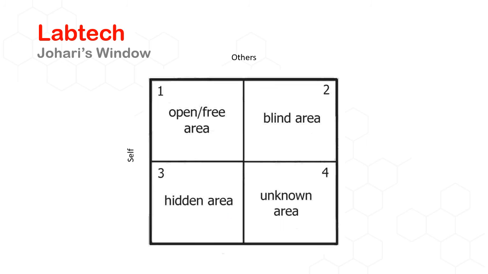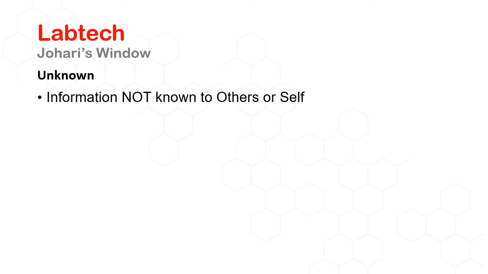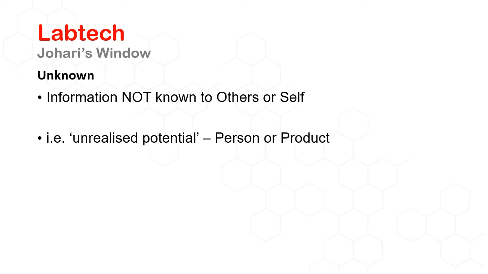Okay, and then just to wrap it up, the most interesting area, the bit that I really find fascinating, is the unknown area. So the unknown area, if you're following along, you should be able to deduce this, is where information is not known to anyone. So you don't know about it, and other people don't know about it. So that sounds a bit confusing when you first think about it, but my example is unrealized potential.